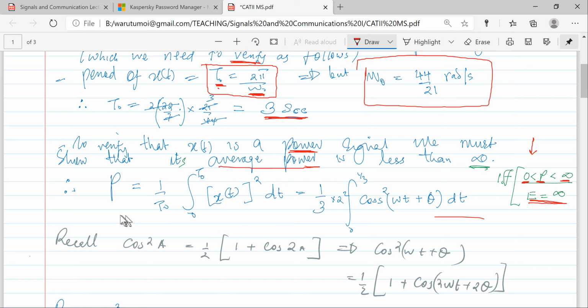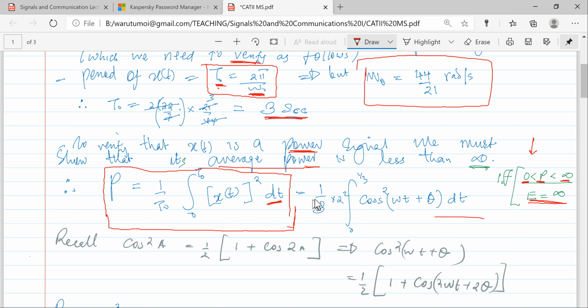We know that the average power of a periodic signal is given by this formula, which we need to plug in to evaluate the power of the signal. It says that the average power is given by the reciprocal of the period times the integral of the square of the signal over the period, from 0 to T naught, with respect to dt. Once we do that, we know what our x(t) is, and we know our period.